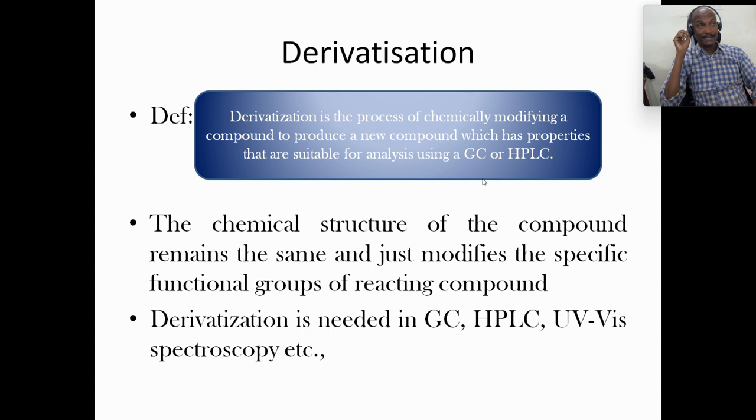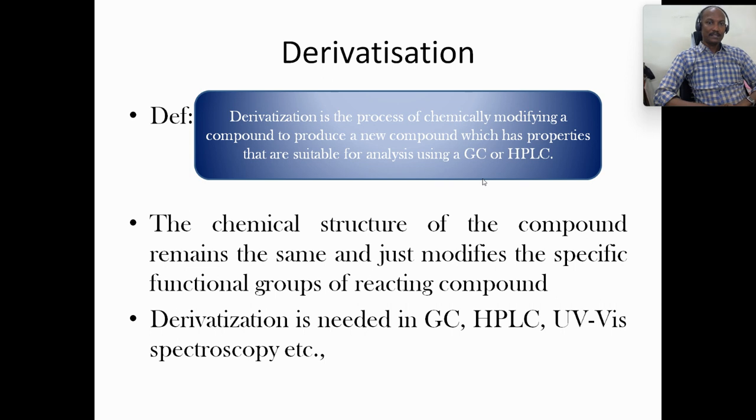Next, one more important aspect in gas chromatography is derivatization. What is derivatization? Derivatization is the process by which one compound can be chemically converted into another, which can be called a derivative. It is a process of chemically modifying a compound to produce a new compound which has properties that are suitable for analysis using GC or HPLC. The chemical structure of the compound remains largely the same, and it just modifies the specific functional groups of the reacting compound.